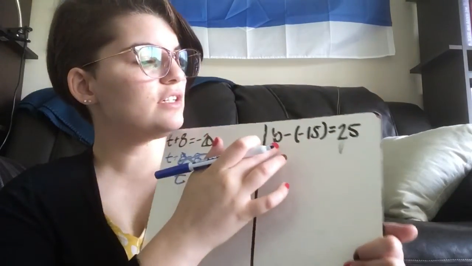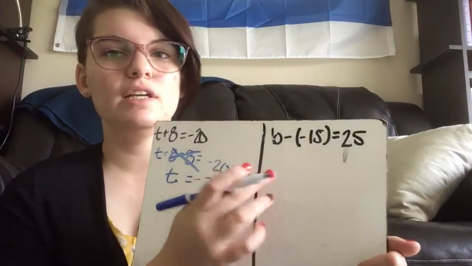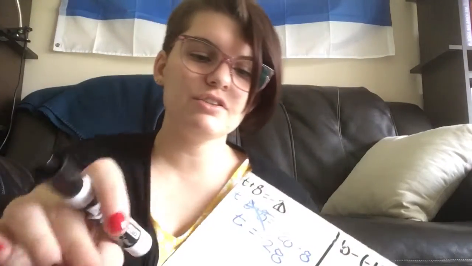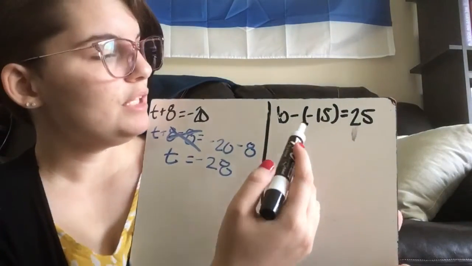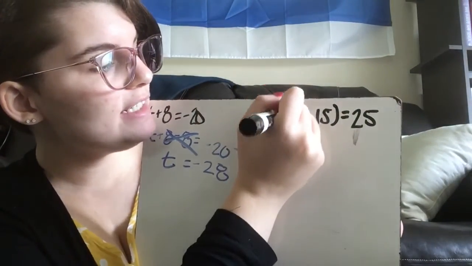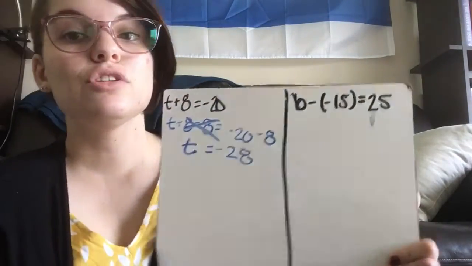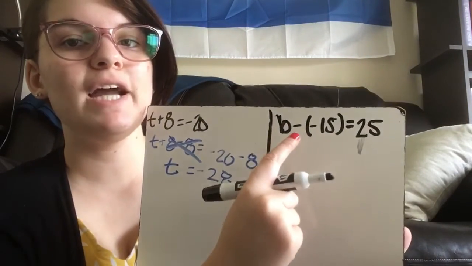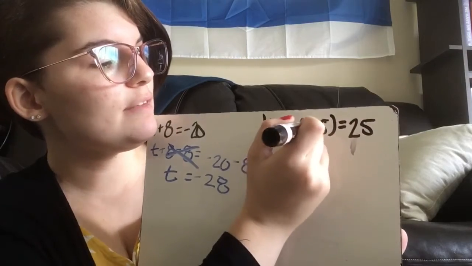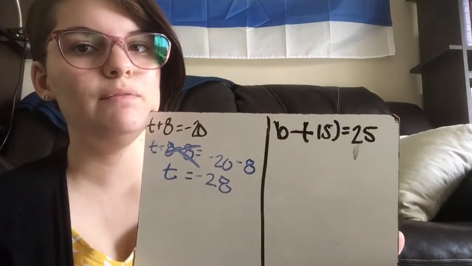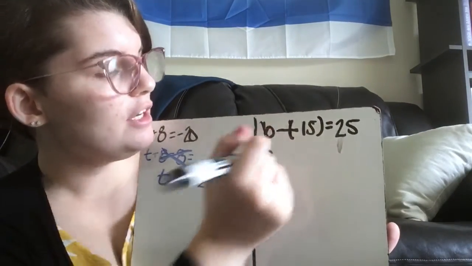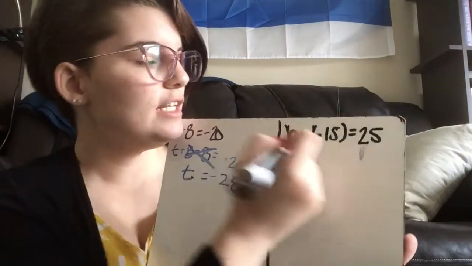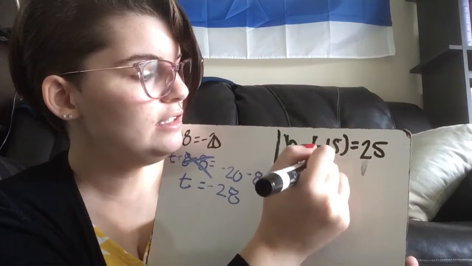Okay, so let's look at number 2. This one's a little more complicated. And I'm actually going to use a couple different colors so you can see the things that I'm adding. So I have b minus a negative 15. So the first thing I want to notice is that minus a negative really means I'm going to be adding. I'm really going to be adding the 15. So if I want to get it alone, I have b, and then this is the plus 15.